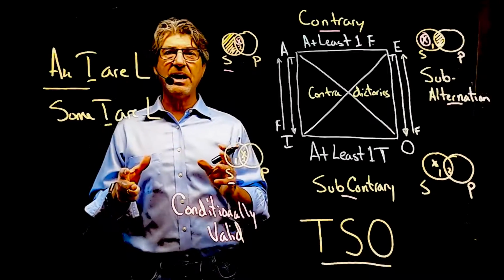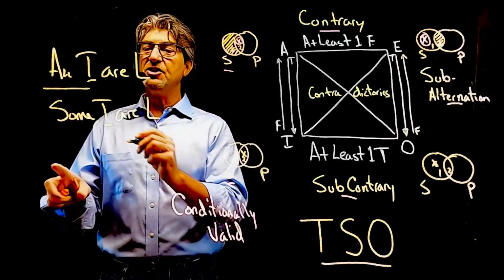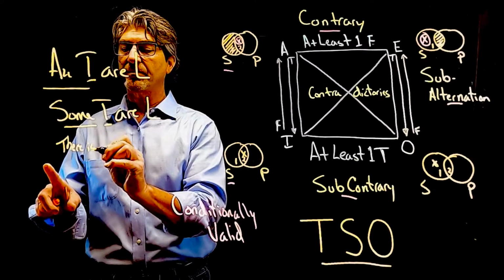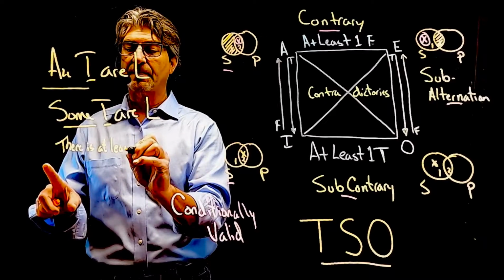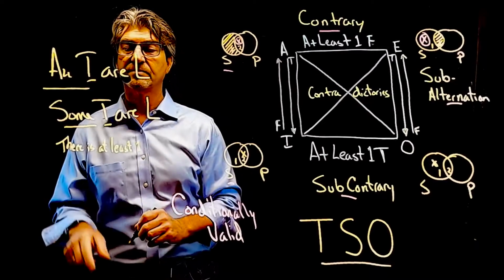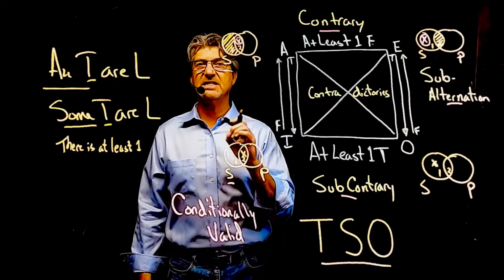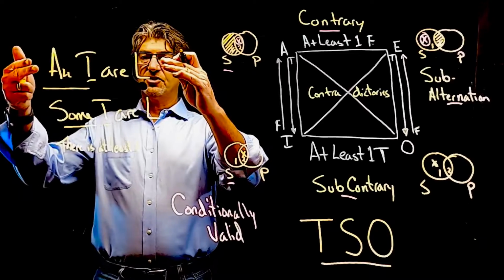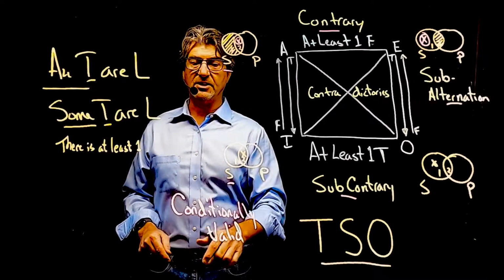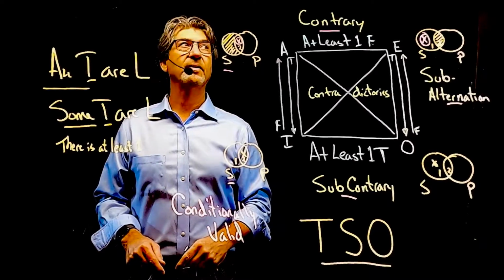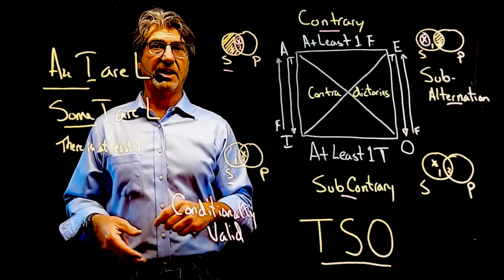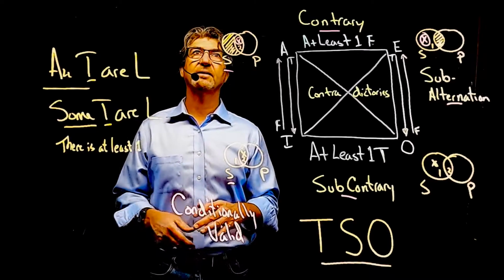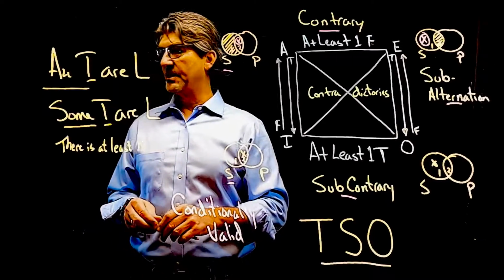And the reason this matters is because notice that some means there is at least one. There is at least one teacher. There exists at least one teacher. And again, if this is true, then this can be guaranteed on the condition that teachers exist. If teachers don't exist, this is invalid. It commits the existential fallacy. If teachers do exist, it's valid from the Aristotelian standpoint alone.